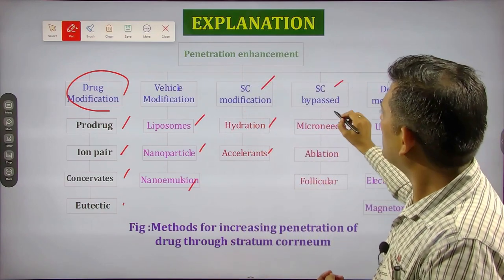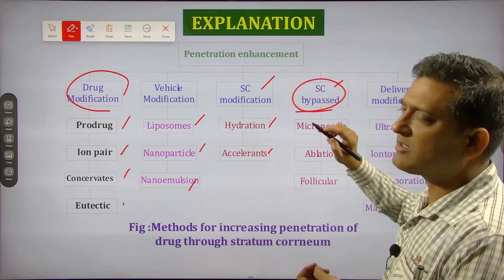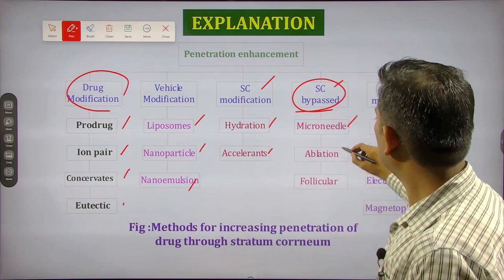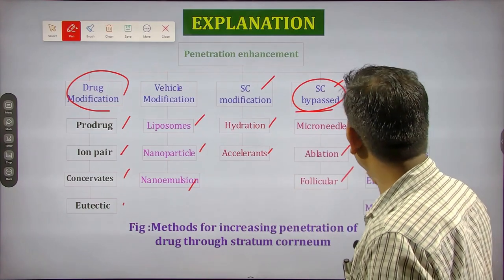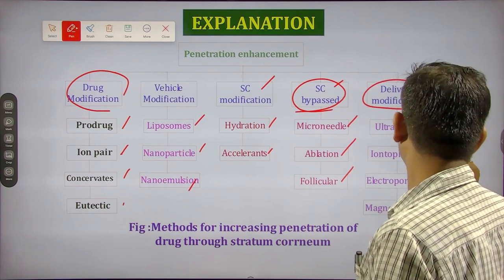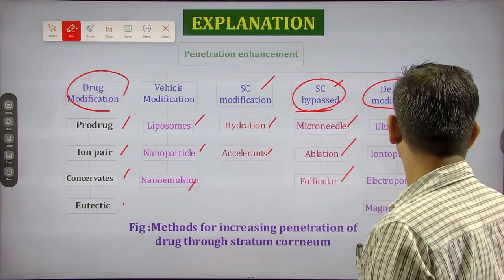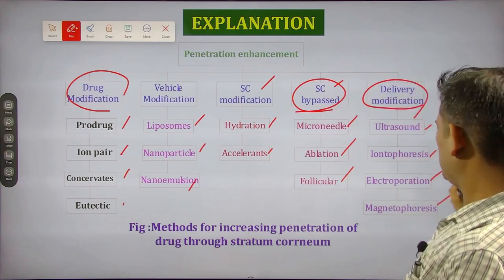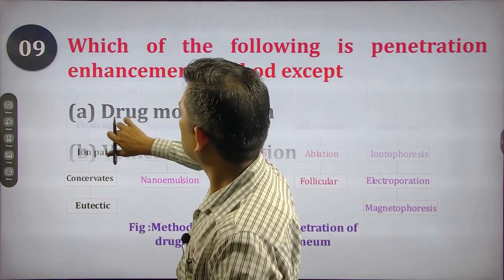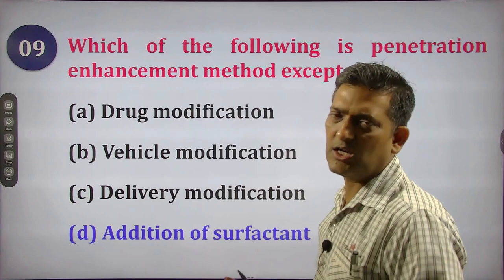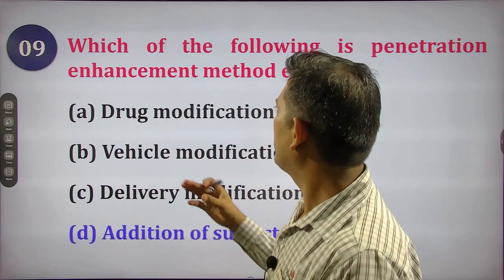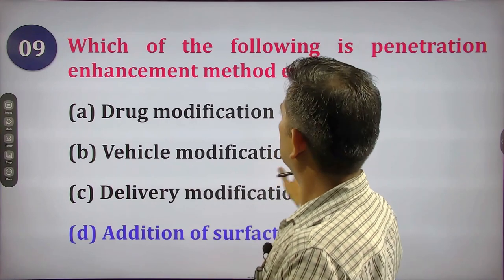Stratum corneum bypass: not passing the product through the stratum corneum, rather bypassing it completely by using microneedle, ablation and follicular routes. And delivery modification is also one of the methods, using ultrasound, iontophoresis, electroporation and magnetophoresis. So these are the methods, but the one we are looking for is addition of surfactant, which is not one of the methods for enhancement.